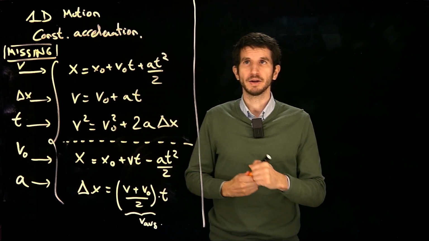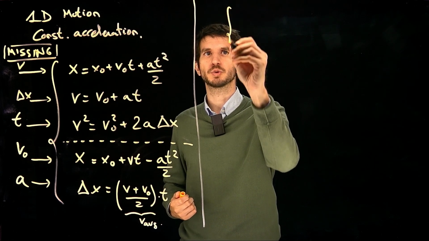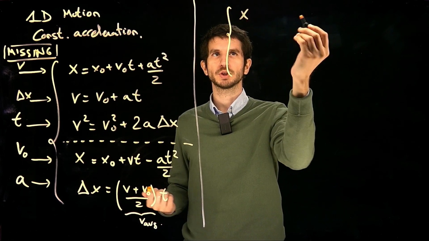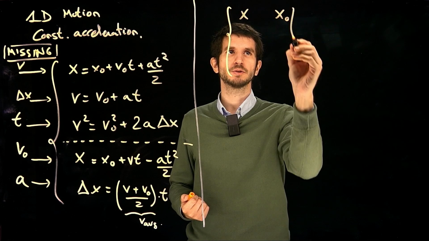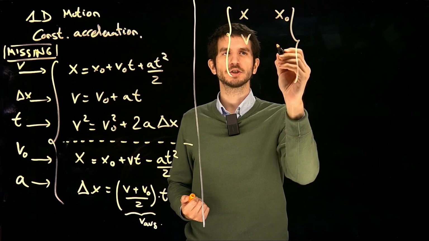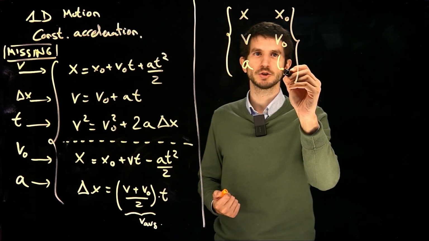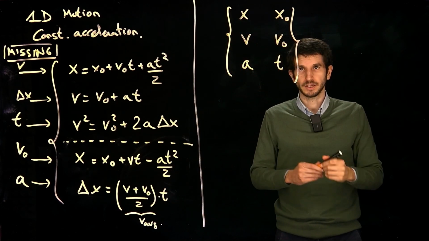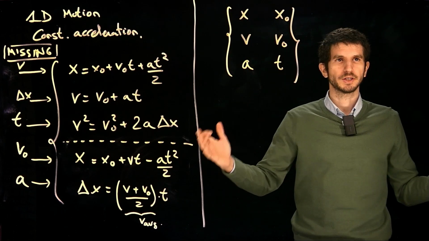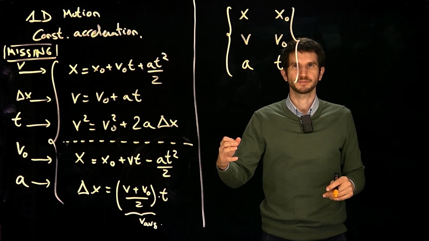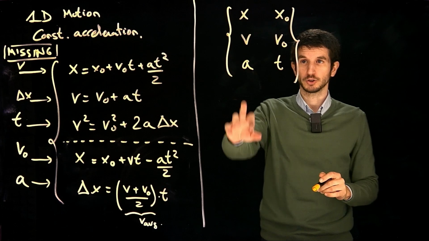Now when we think about it, in reality we have 6 parameters with which we can play. We're going to have the position at a given time and the initial position. We're going to have the velocity at a given time and the initial velocity. We're going to have the acceleration which is constant and the time taken. This is of course assuming 0 initial time and constant acceleration.